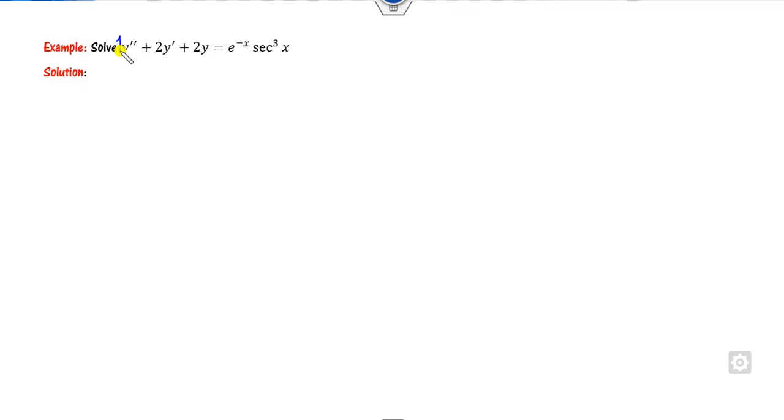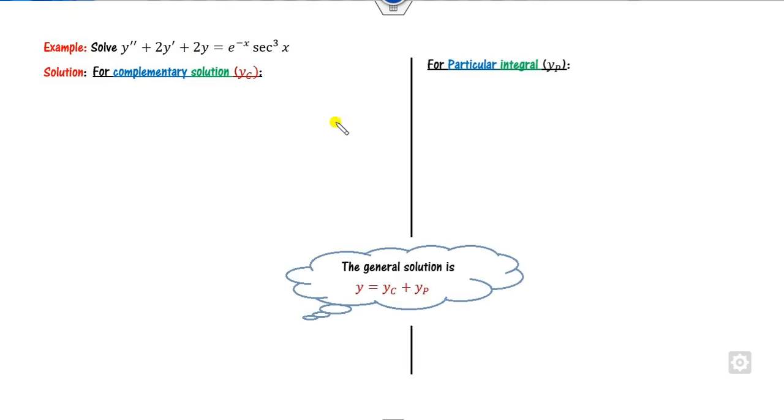Again you can see the leading coefficient is 1 and this is my constant coefficient, so we can find the general solution here. Clearly, because of this secant, the method of undetermined coefficients is not applicable. We can write the auxiliary equation first, that is m square plus 2m plus 2 is equal to 0. You can solve it, you will get minus 1 plus minus iota.